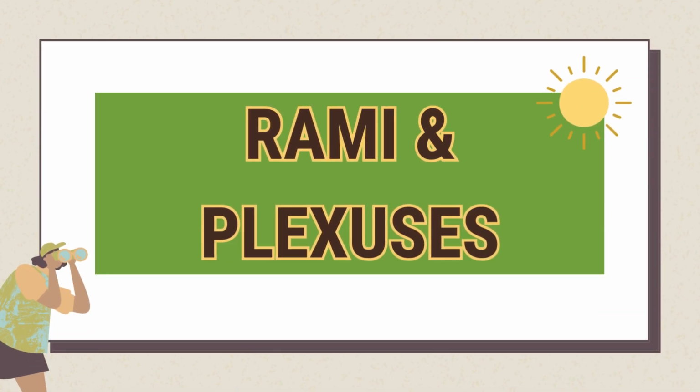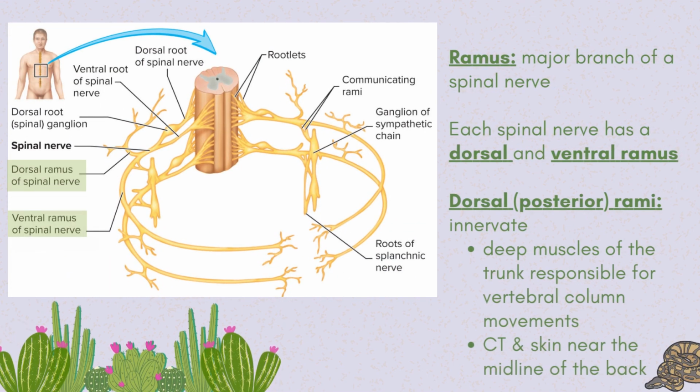Our final topic is rami and plexuses. A ramus is a major branch of a spinal nerve. Each spinal nerve has a dorsal and ventral ramus. Dorsal or posterior rami innervate the deep muscles of the trunk responsible for the movements of the vertebral column and the connective tissue and skin near the midline of the back.